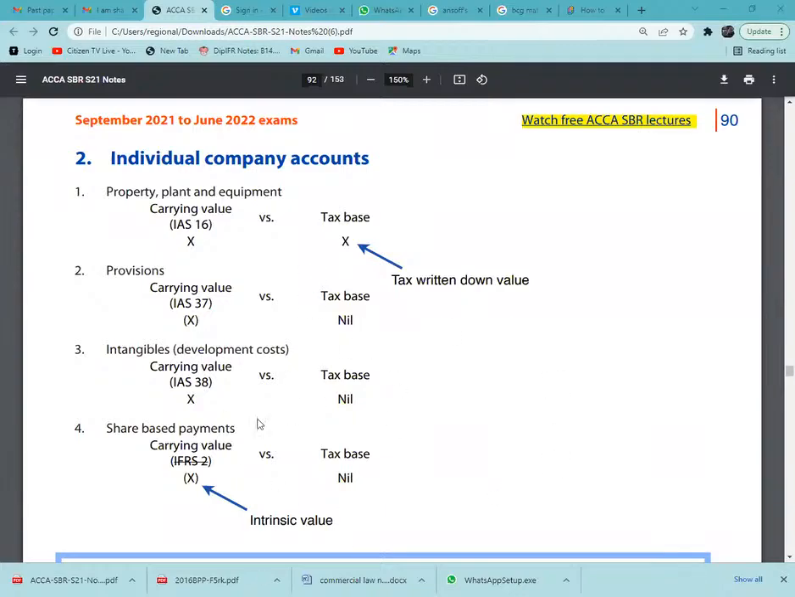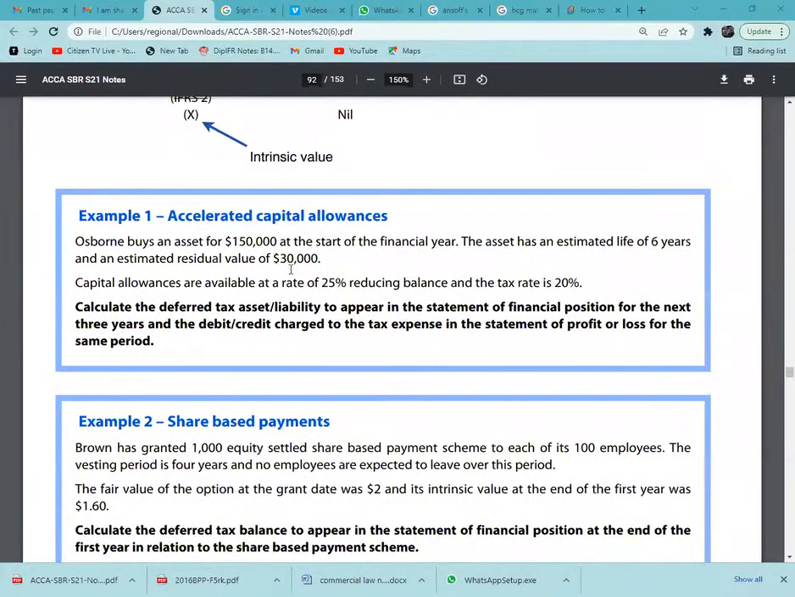This is something that will really excite you, because once you understand this, then you'll be able to do most of the questions in the past. But before we go to that, in our class the day before yesterday, I taught you this thing: carrying value vis-a-vis tax base of an asset.